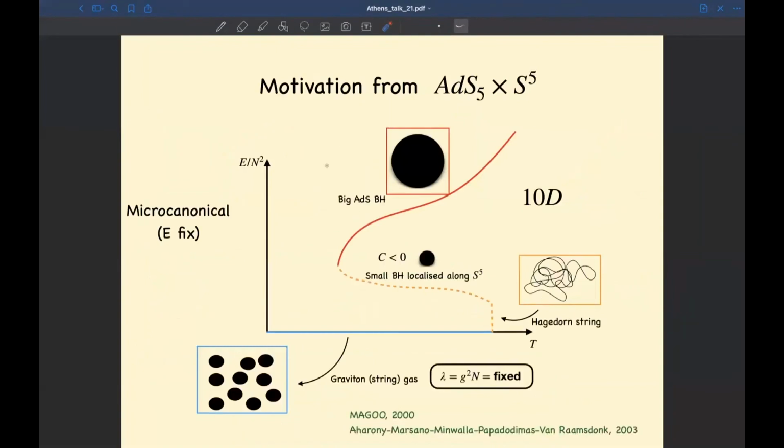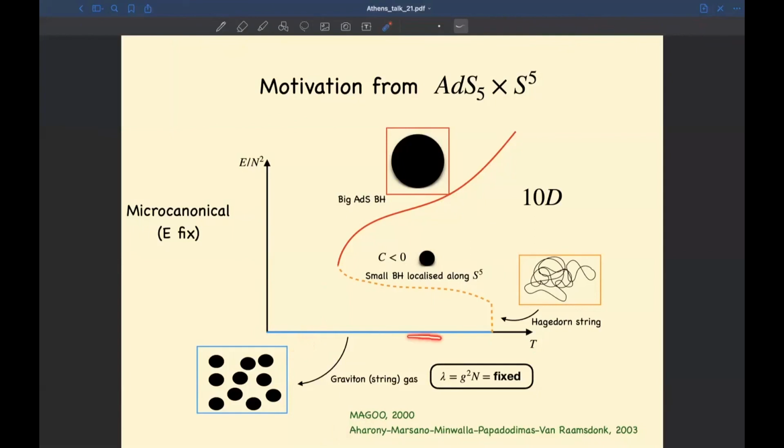So again, to understand the whole picture, we want to build motivation from AdS5 times S5, where we are in a microcanonical ensemble, and we fix energies and study what's going on. By the review of Maguire and the work of Aharony et al., there is a scenario where one starts with small temperatures in a confined state, which corresponds to a graviton gas.